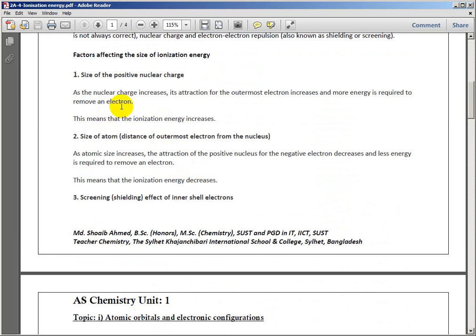Okay, now the size of the positive nuclear charge. As the nuclear charge increases, the attraction of the outermost electron increases. So more energy is required to remove an electron. That means ionization energy increases.